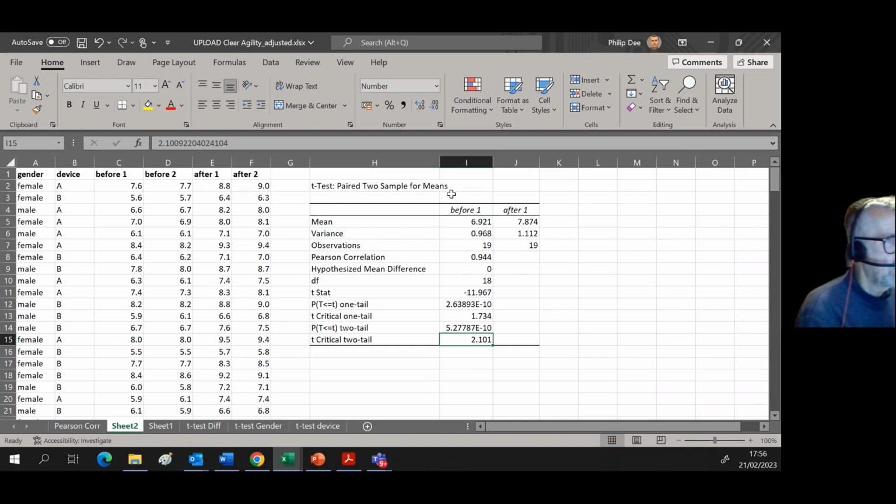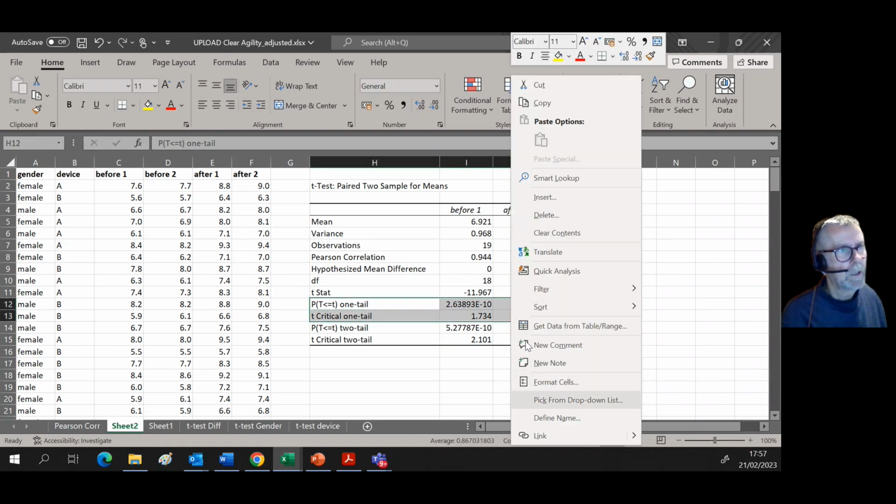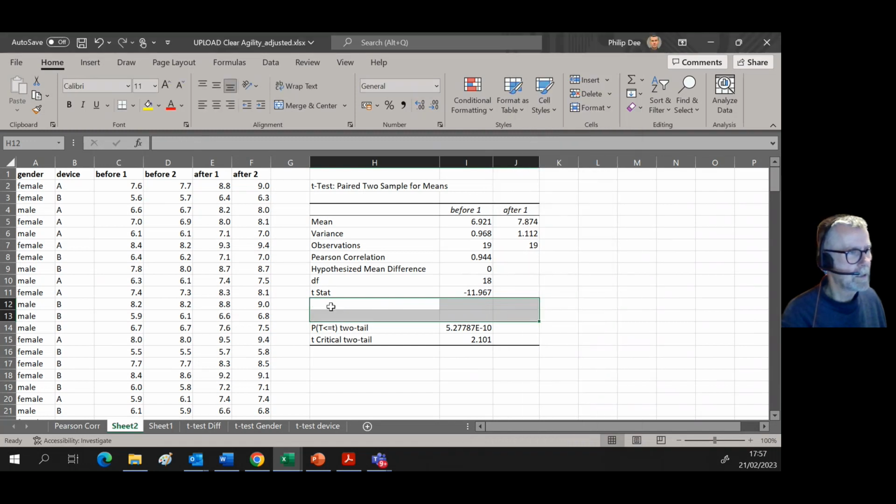You'll notice that it gives a p-value for 1-tailed test and a p-value for 2-tailed test. Now you might keep this data in your report and talk about why you are not using the 1-tail and why you're picking the 2-tailed, or you might say, look, it's too much information, I don't want this, so I'm just going to select that, click delete, and when it says shift cells up, yes. I think it was okay there.